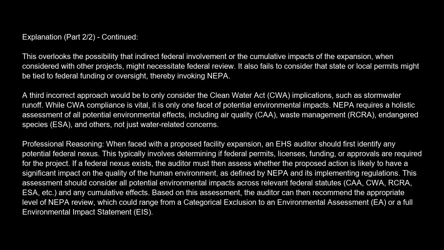This assessment should consider all potential environmental impacts across relevant federal statutes, CAA, CWA, RCRA, ESA, etc., and any cumulative effects. Based on this assessment, the auditor can then recommend the appropriate level of NEPA review, which could range from a categorical exclusion to an environmental assessment, EA, or a full environmental impact statement, EIS.